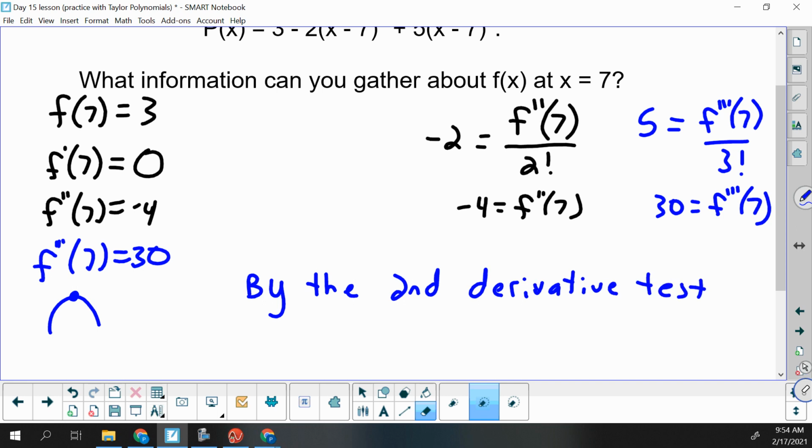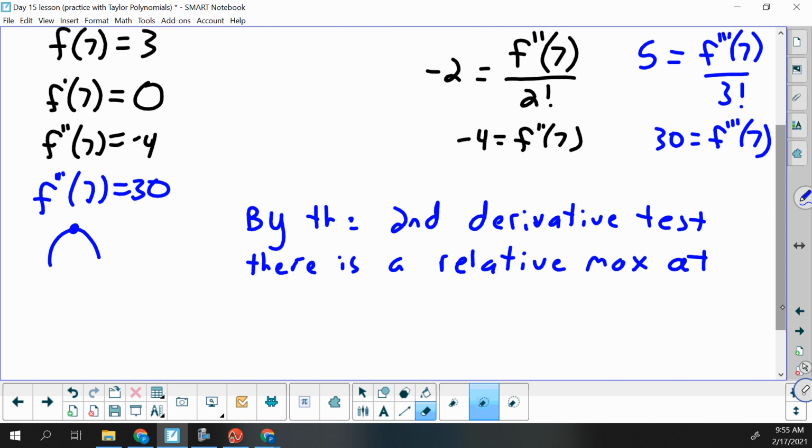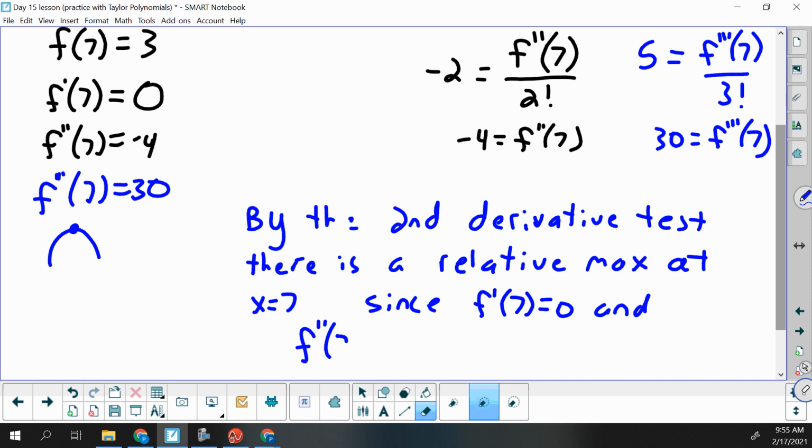And just a reminder, second derivative test is you take the values where the first derivative is 0 and see their concavity at that point, and that tells you if you've got a relative max or relative min. So by the second derivative test, there is a relative max at x equals 7, since f prime of 7 equals 0, and f double prime of 7 is negative, so we'll say that is less than 0.